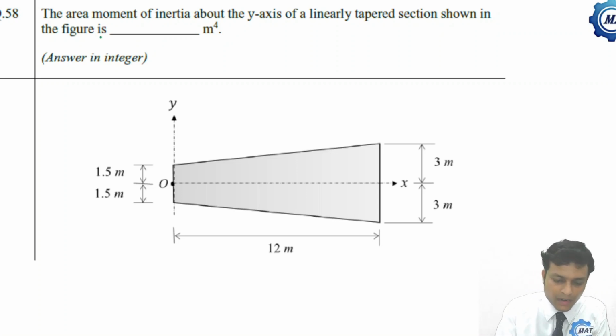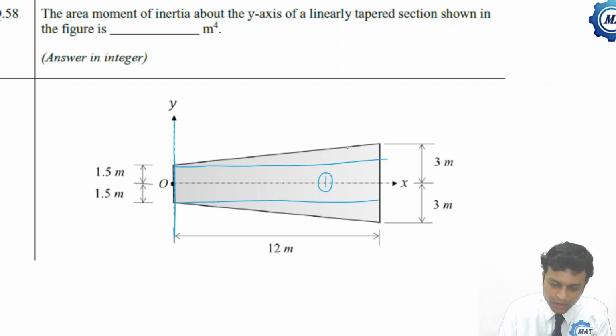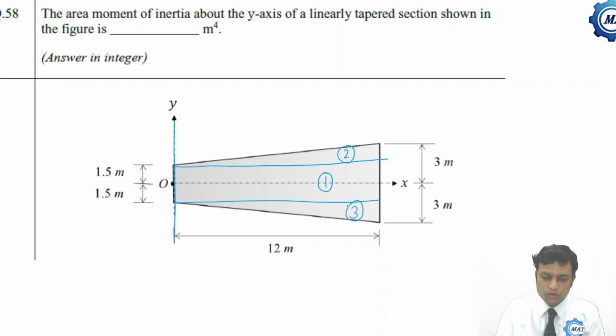Now it has been asked for the area moment of inertia about the y-axis of a linearly tapered section. This section is given, to be determined. So this is the axis. Now let us divide it into three parts. This is 1, this is 2, and this is 3. So 1 is a rectangular element and 2 and 3 are triangular elements.